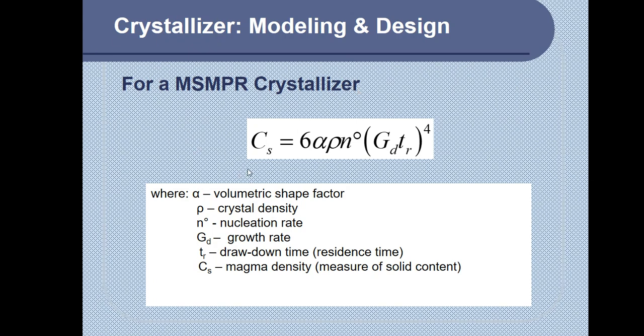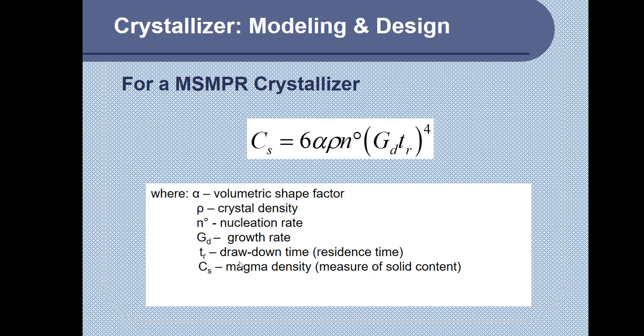So in here, when you are to determine for a particular MSMPR the solid content of the magma, you are to use this particular formula, or shall we say, if it's not in the form of the solid content of the magma, it would be in the form of the magma density. So in here, you'll be using these particular values, which should be given as well by the problem. So we have the volumetric shape factor, the crystal density, the nucleation rate, the growth rate, and the drawdown time.